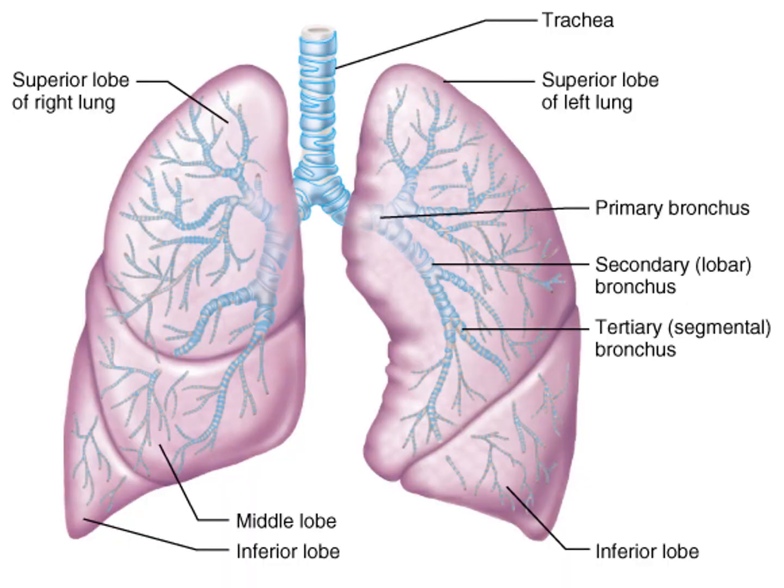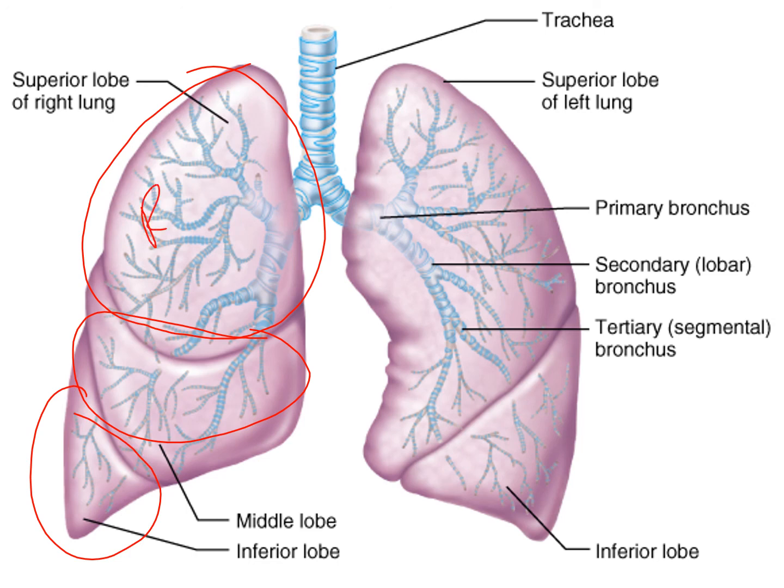This is the top view. So this is where we're looking at the lobes. So here we see the right upper lobe, right middle lobe, and right lower lobe. And then here we see the left upper lobe, and then the left lower lobe.